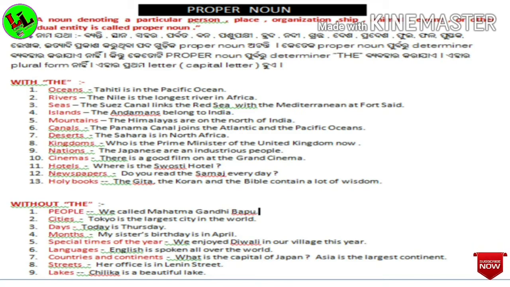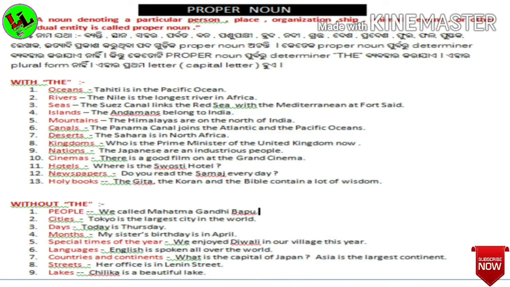And before the names of some nations, the Japanese are an industrious people. The Japanese is the name of a nation. Then cinemas. There is a good film at the Grand Cinema. At the Grand Cinema means the cinema hall. And before the names of some hotels. Where is the Swasti Hotel? Swasti Hotel is the name of a hotel. And before the names of some newspapers. Do you read the Samaj every day? The Samaj is a popular newspaper, you know.